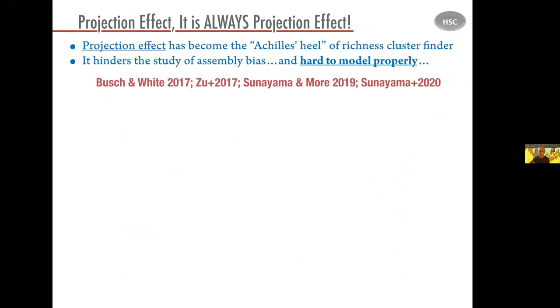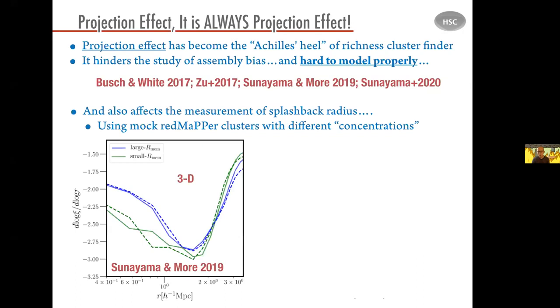And we basically know every time you use a richness cluster finder, you're dealing with projection effect. It actually bothers a lot of things, including the study of assembly bias. For example, a couple of years ago, people used to think that using RedMapper clusters with different concentrations of member galaxies, people could detect a pretty significant assembly bias signal. But later, there was a serious work that basically proved that this is caused by projection effect. And recently, there's a work by Tomomi Sunayama and Surhud More, and basically they show that the same projection effect also affects your measurement of splashback radii.